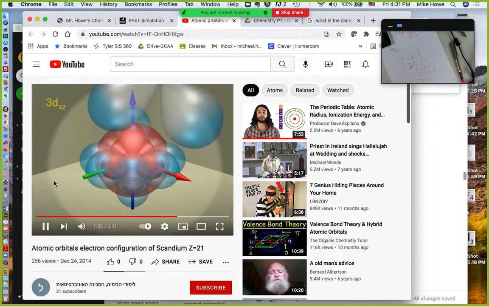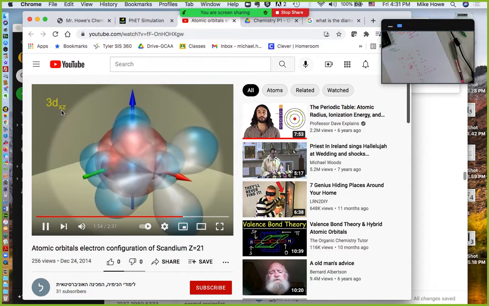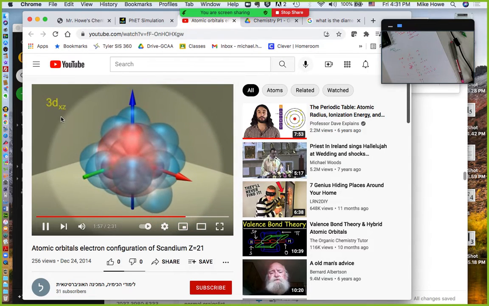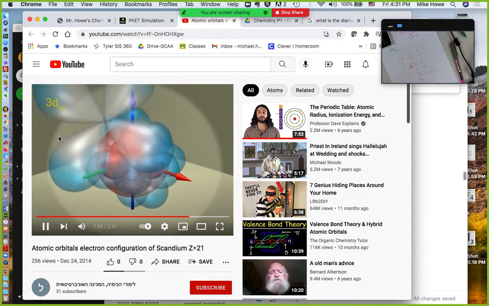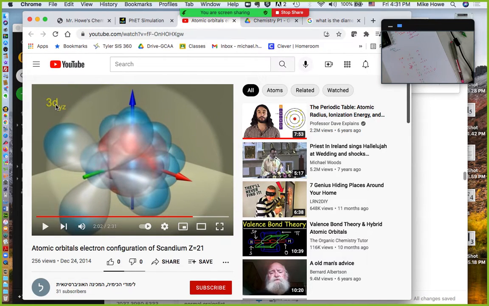Then we go to the n equals 3, L equals 2, m equals positive 1. And that one goes between the y and the z axis. You see how it fell in between what goes between the x and the z, I'm sorry, between the red and the blue. And the next one goes between the y and the z. And that's between the green and the blue. So this is n equals 3, L equals 2, and m equals positive 2.